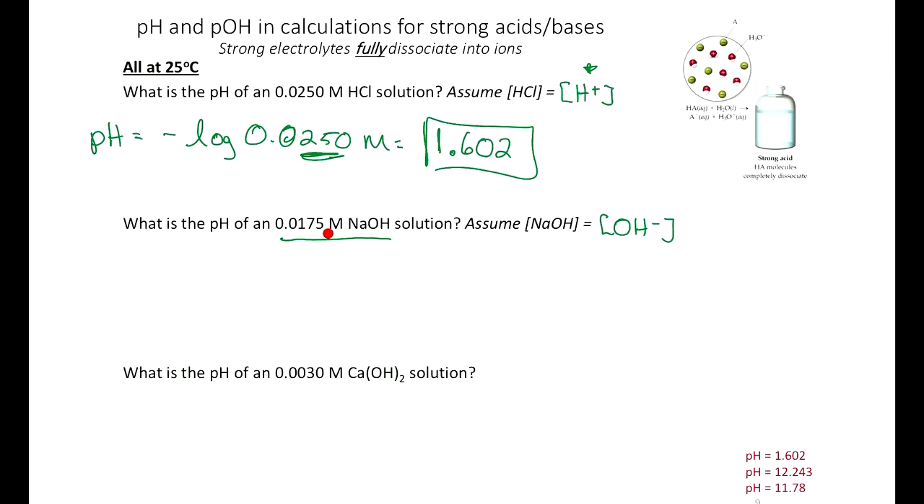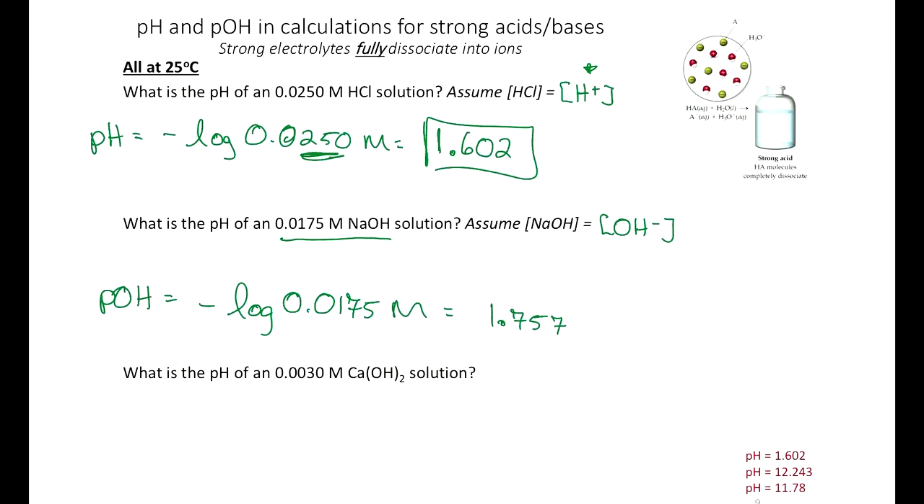POH, because this is hydroxide concentration. So POH equals negative log 0.0175. And so this also has 3 decimal places. This is going to have 12.243. Oh wait, no, it's not. That's not the answer. If you put this into your calculator, you get 1.757, all right?